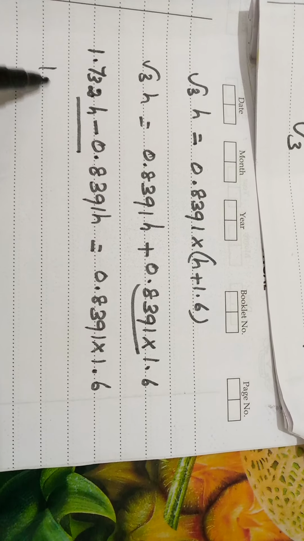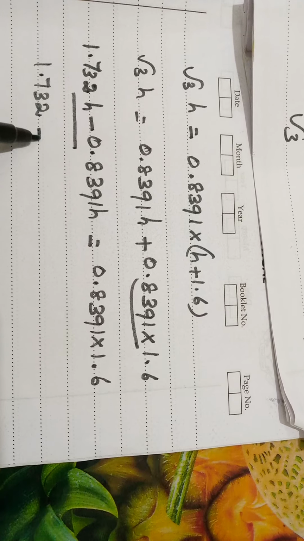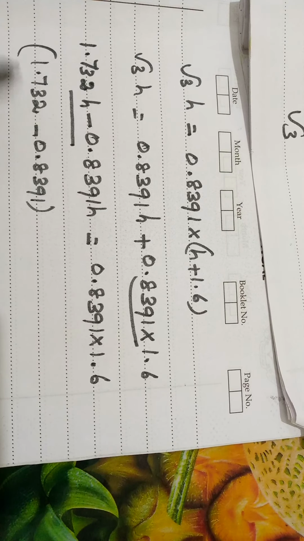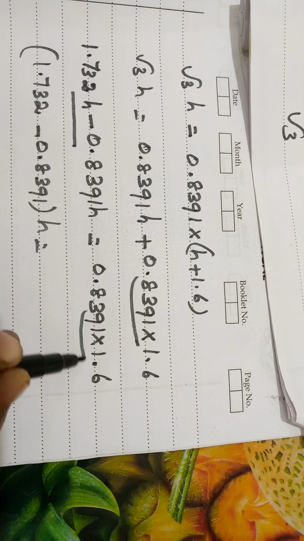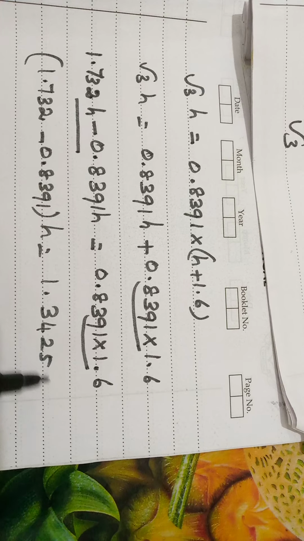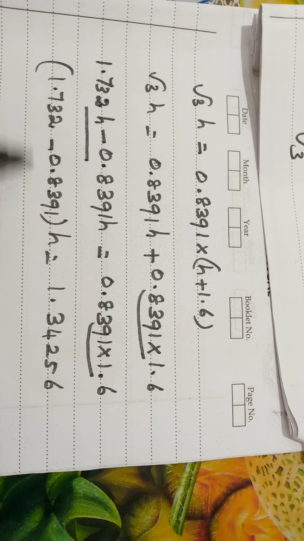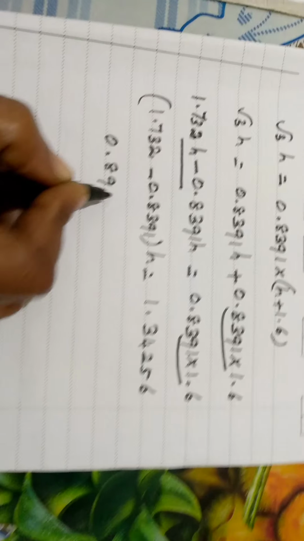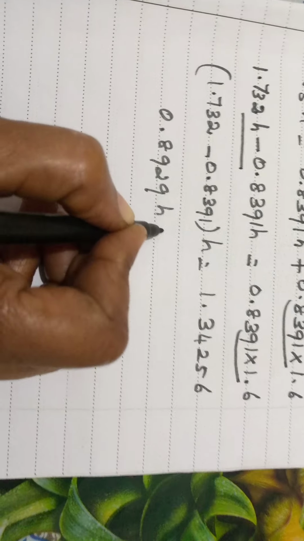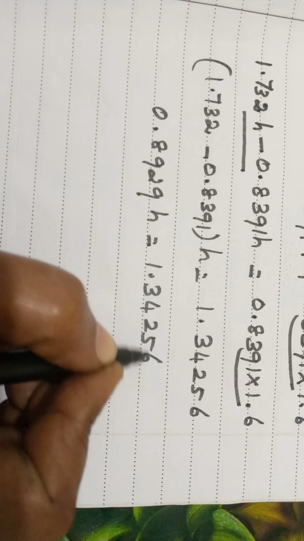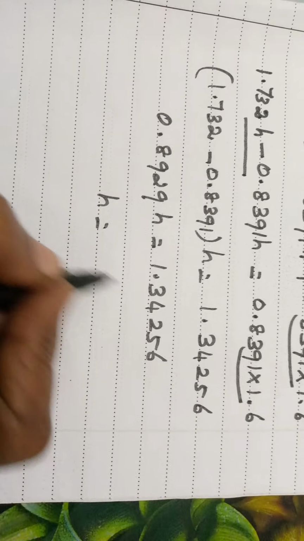Now here, height is commonly taken. That is 1.732 minus 0.8391 into height is equal to this both the term multiply. We get 1.34256. From here, after subtraction, we get 0.8929 into height is equal to 1.34256. Okay.